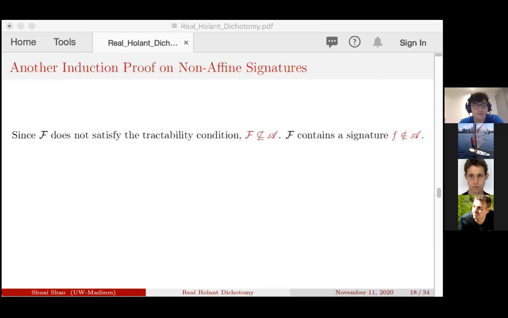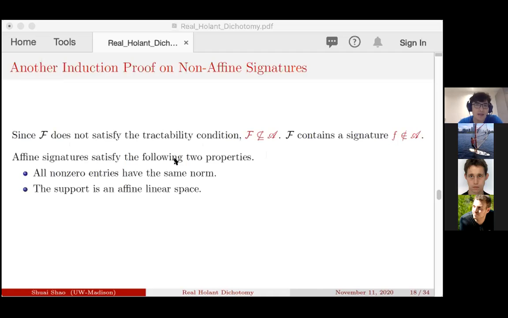Now, since we know that the signature set does not satisfy the tractability condition, well, recall that the tractability condition includes 4 classes. The first class is T, which is the set of tensor products of binary or unary signatures. There are also other 3 classes of tractable signatures. They are product type, affine signatures, and local affine signatures. Now, since this signature set does not satisfy the tractability condition, it's not a set of affine signatures. So it contains a signature that is not in affine.